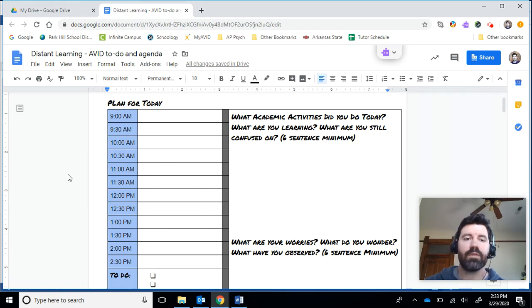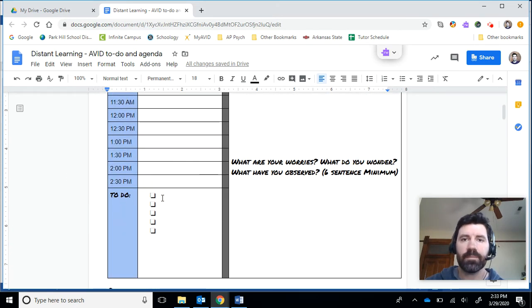On the bottom of the left-hand side here, it says to do. These would be things that you have not yet done, but you need to make sure that you're thinking about. So maybe you have a quiz tomorrow, and so tonight you need to be studying for that quiz in your Spanish class. Maybe you're working on a PowerPoint presentation for design and draw, and so you would add those types of things on your to-do list.